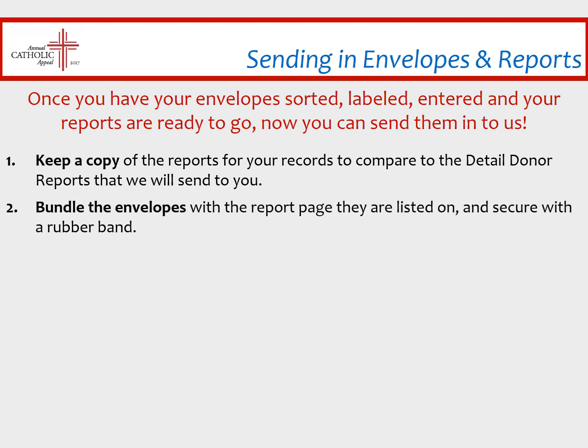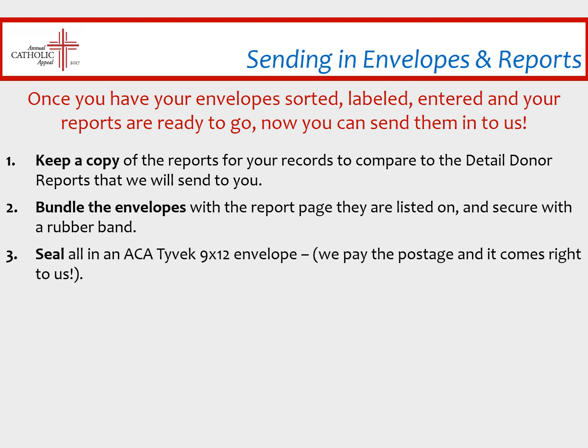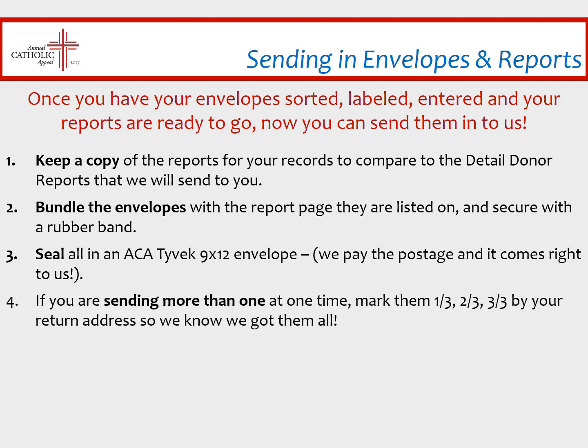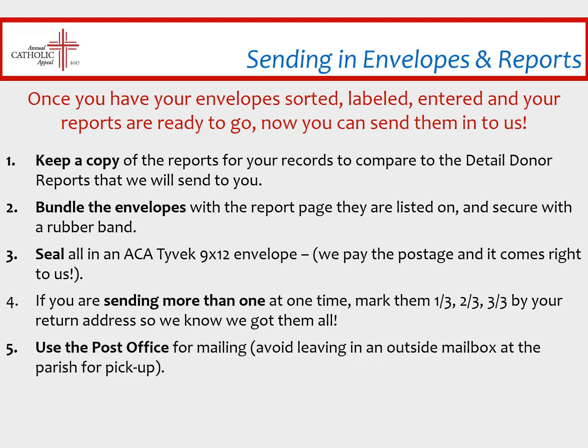Bundle the envelopes with the report page they are listed on and secure with a rubber band. Seal all in an ACA Tyvek 9x12 envelope. We pay the postage and it comes right to us. If you're sending more than one at a time, mark them 1 of 3, 2 of 3, 3 of 3, etc. by your return address so we know we got them all. And use the post office for mailing. Avoid leaving in an outside mailbox at the parish for pickup.